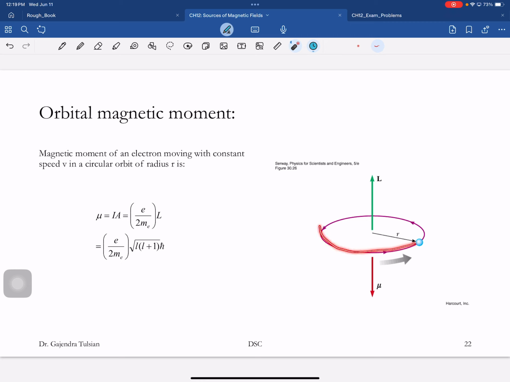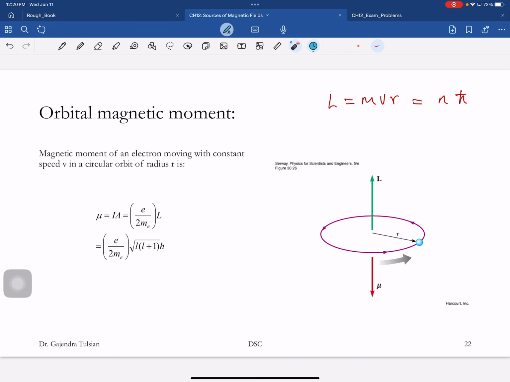Now it turns out that the orbital motion of the electron is quantized. The electron cannot go at any speed at any distance inside an atom. It can only take specific orbits, and the orbital angular momentum, mvr, is only n h-bar. So this is the unit in which it's quantized, n being an integer.